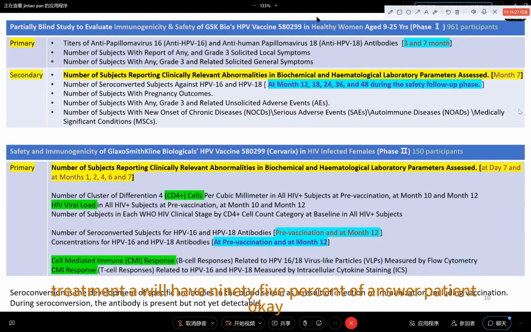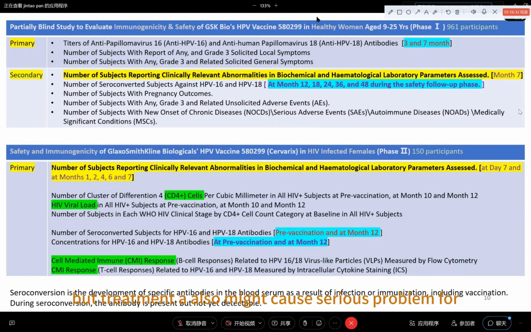Okay, treatment A will help 95% of cancer patients. But treatment A also might cause serious problems for 9 or 10 patients out of the 100 patients. Say, for example, 10 to 15% of the patients. If that is the situation, people might still consider it, and then they will also think, if it helps 95% of the patients, these 10% of patients that have a negative effect, is it something which is tolerable or is it something that would lead to death?